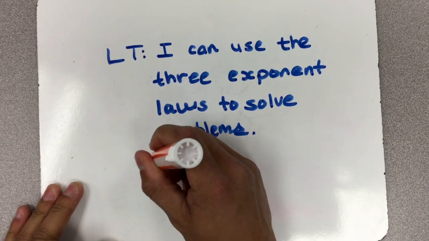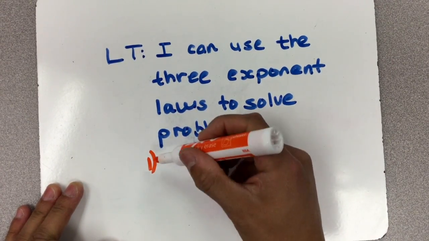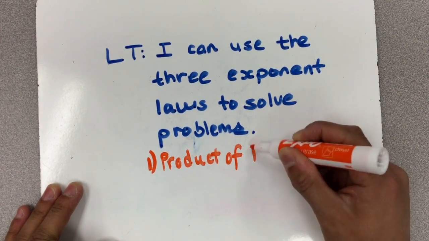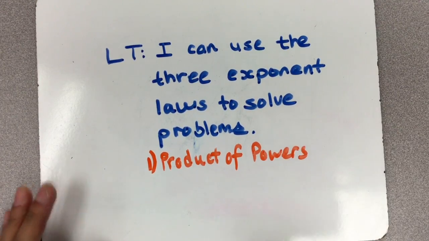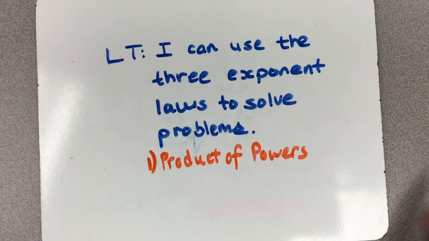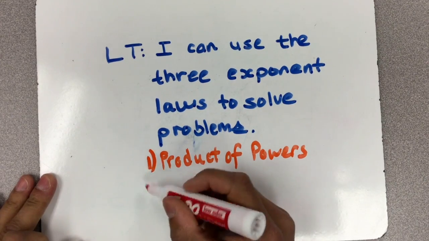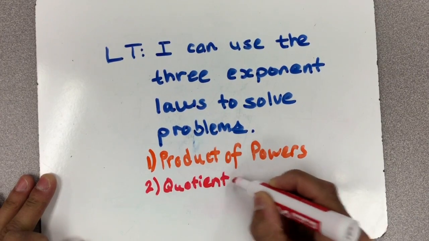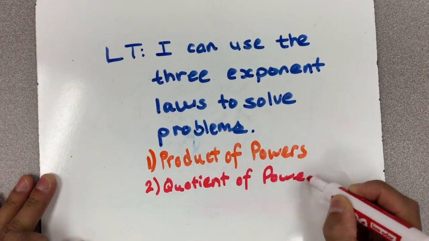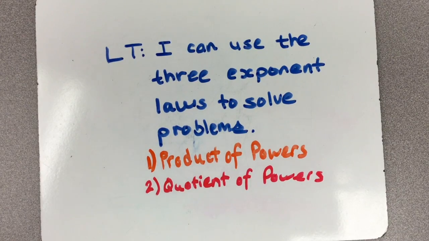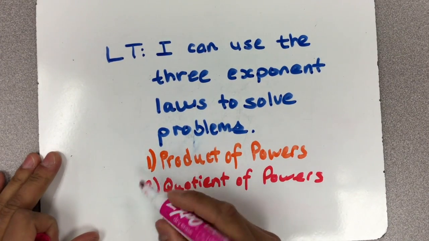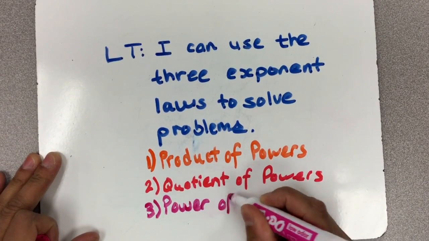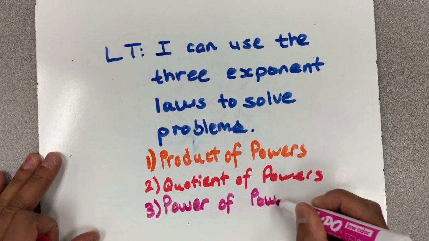So the first exponent law we're going to look at is product of powers. And don't worry, I'm going to go into how we use each of these exponent laws in just a moment here. The second exponent law we're going to look at is quotient of powers. And the third exponent law we're going to look at is called power of a power, or power of powers.